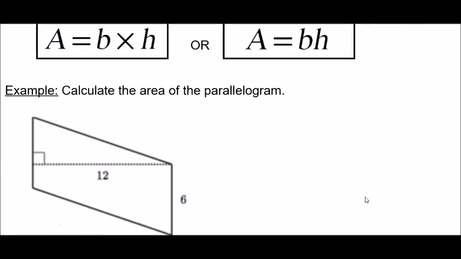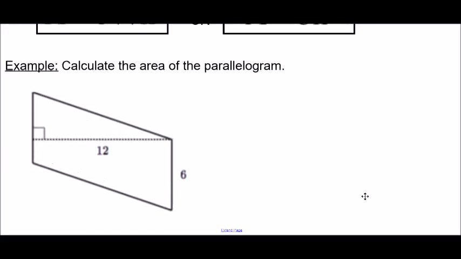Let us use this formula to calculate the area of this parallelogram. When I look at the shape, I have a base which is 6. You'll notice that it's not necessarily on the bottom of the shape, but because our dotted line or our height is connecting these two parallel lines, we're going to use 6 as our base value, and we're going to use 12 as our height.